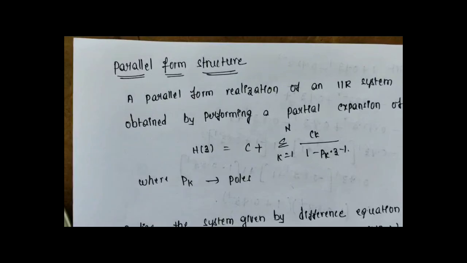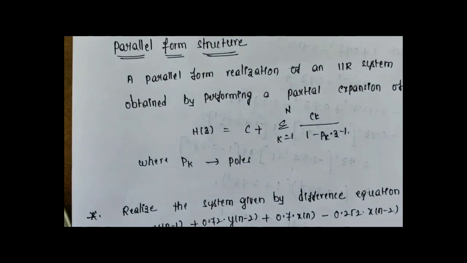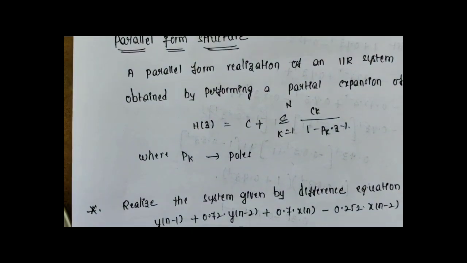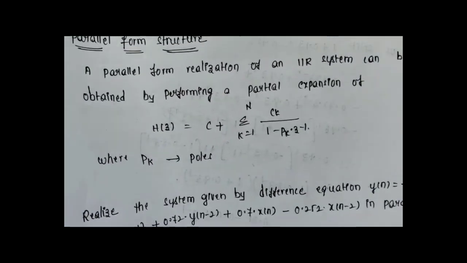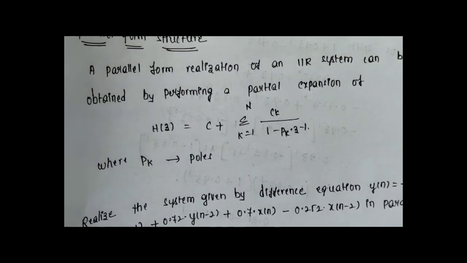Hello all, in this video lecture I am going to explain the parallel form structure for realizing the IIR filters. So without taking much time, let us go into the topic directly. The parallel form realization of the IIR filters can be obtained by performing the partial fractions method. This is the key point you have to remember.